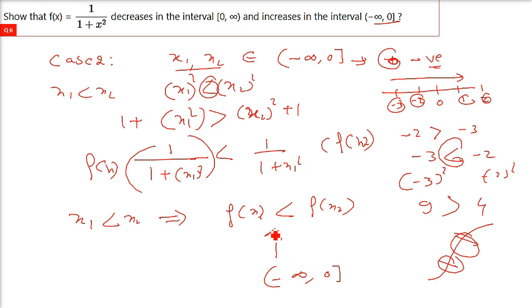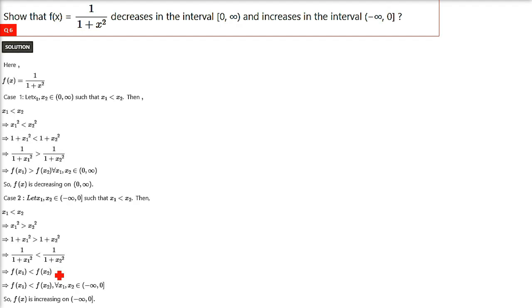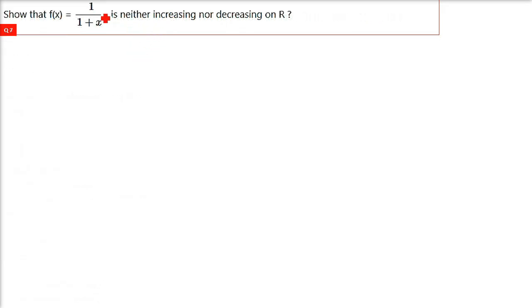Alright. So how are you going to write it? The next thing is, I have to show you how you are going to write it, because writing is very important. The examiner will only know that you know the question when you actually solve it properly, writing every stuff which I explained. Now show that 1 by x square is neither increasing nor decreasing on R.